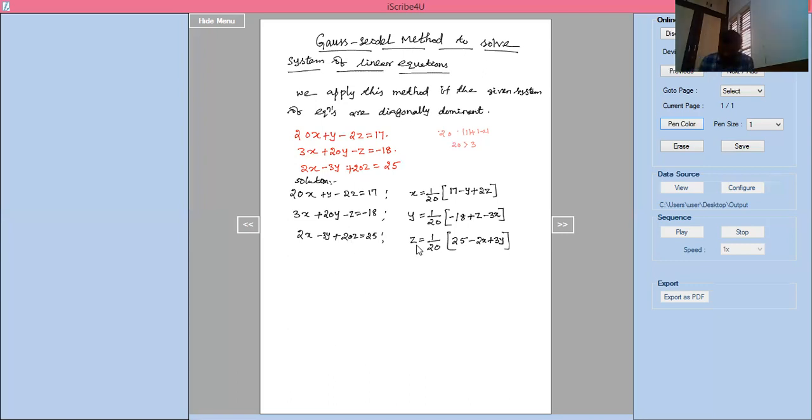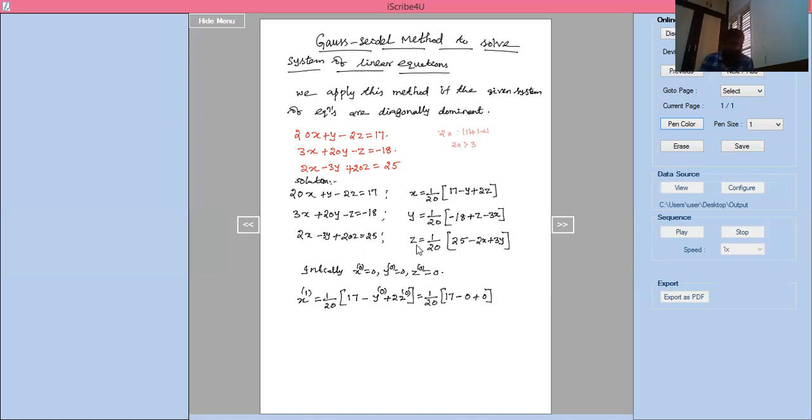Now initially I will take x0 equal to 0, y0 equal to 0, z0 equal to 0. First I will write x1 equal to 1 by 20 into 17 minus y0 plus 2 into z0. We know that 1 by 20 into 17 minus y0 is 0, plus 2 into z0 is 0.